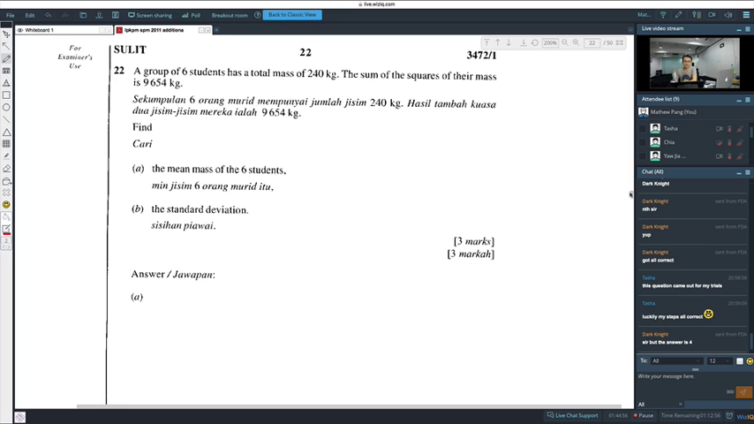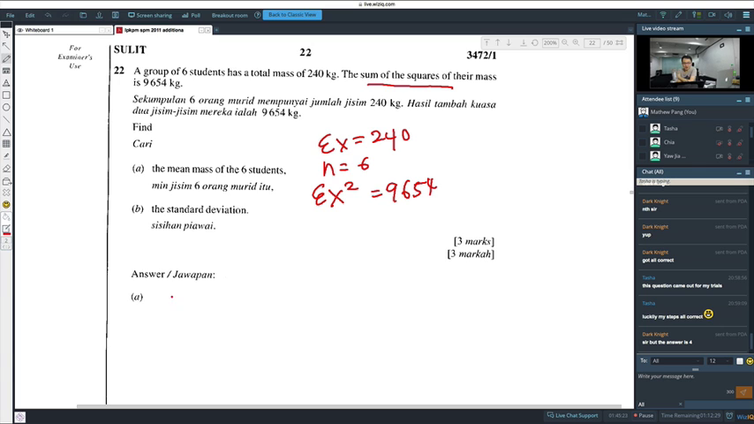Okay, statistics. A group of 6 students have a total mass. So the sum of x is 240 for 6 students, so I know n equals 6. And then the question says the sum of the squares of their mass. That means their masses are summed together, but when you square them first, you get 9654. Okay, this is all the information we have. First it asks you to find the mean. Mean is very easy. It's just sum of x over n.